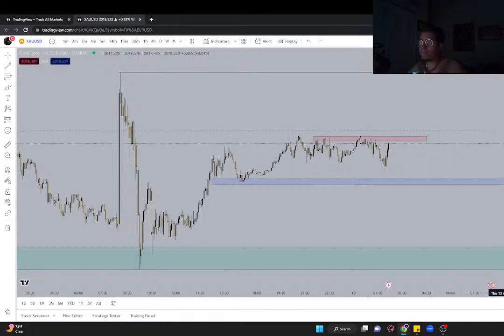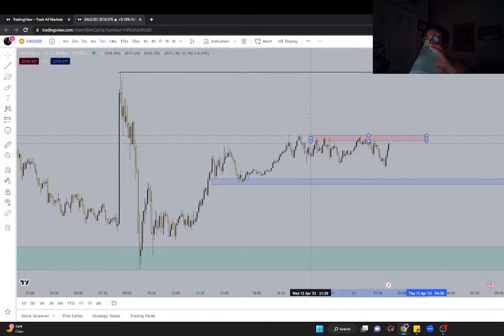If we break out of this, it's going to be a level where I'm definitely going to keep my eyes on to try to capitalize on some longs here.